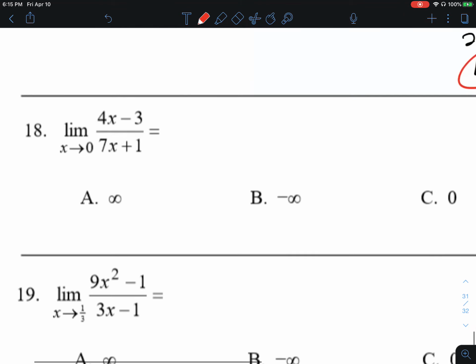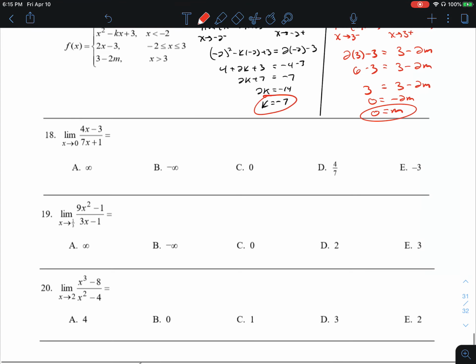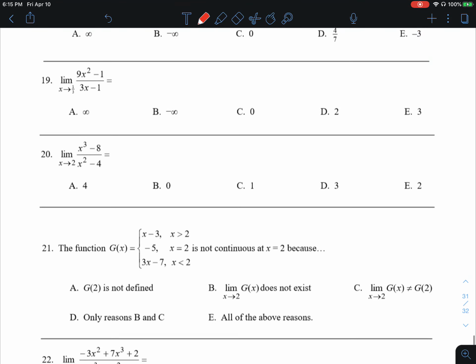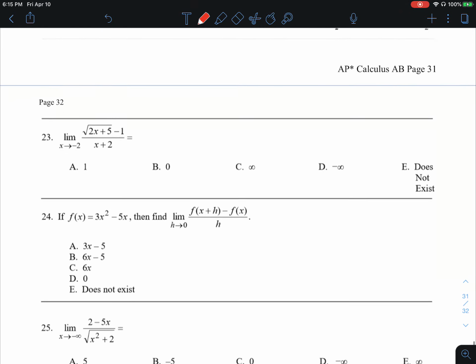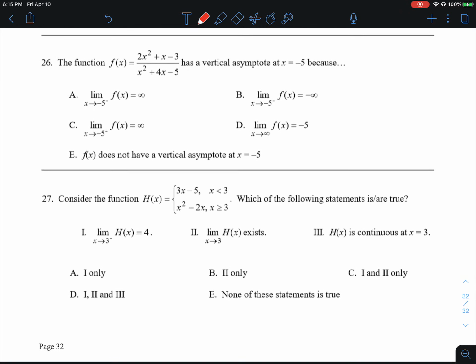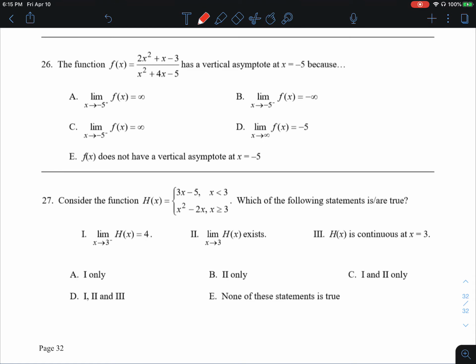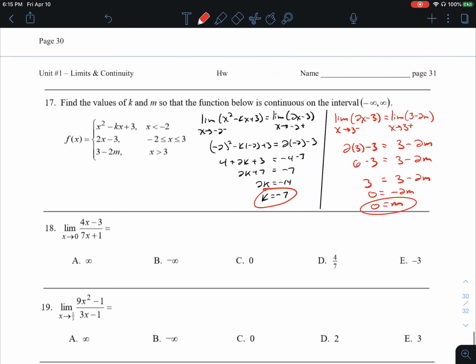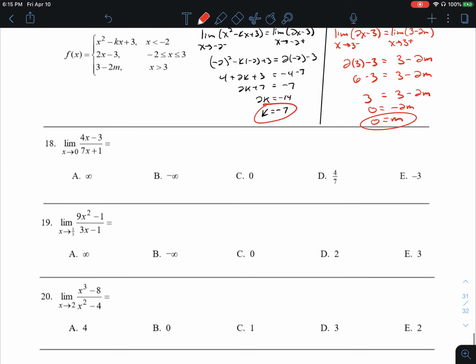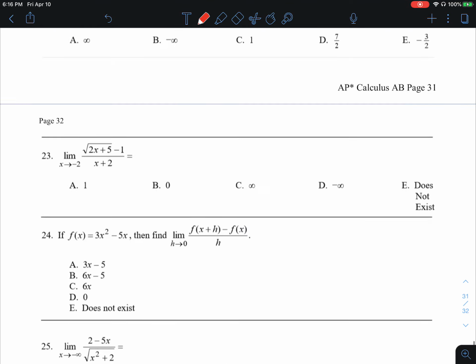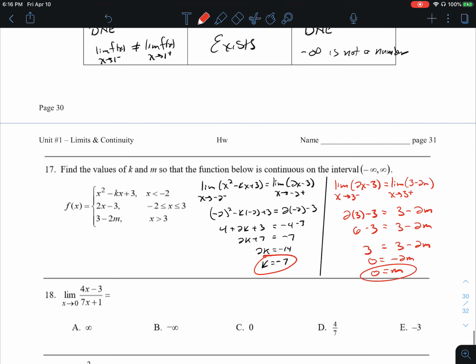All right, number 18. Find this limit. Did we already do these ones? We did the rest of these ones already. I'm going to stop there because we already did 18 through 27 on a previous review. So I'm going to chill.